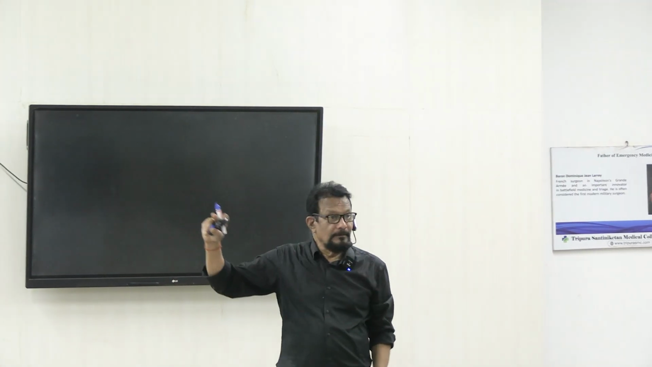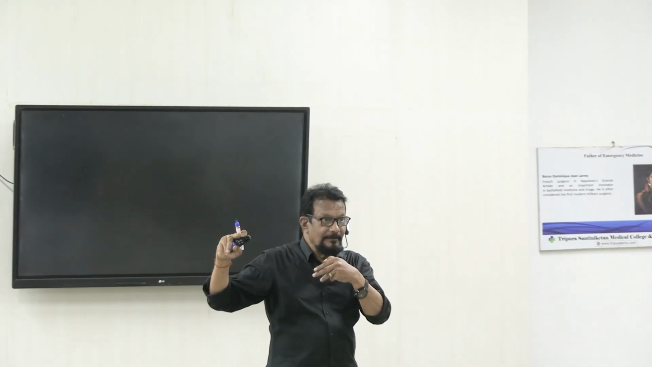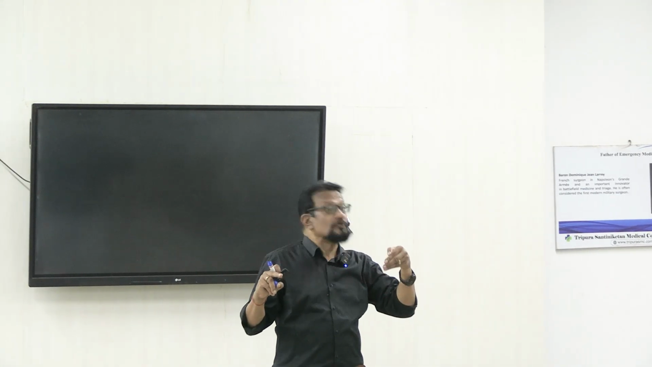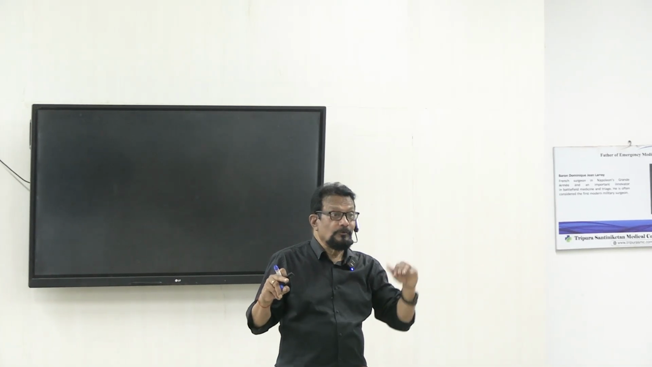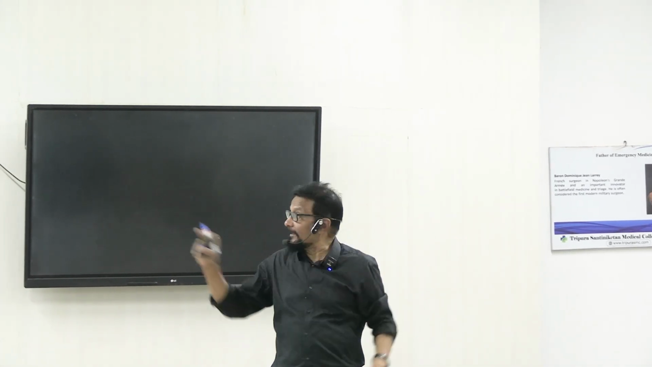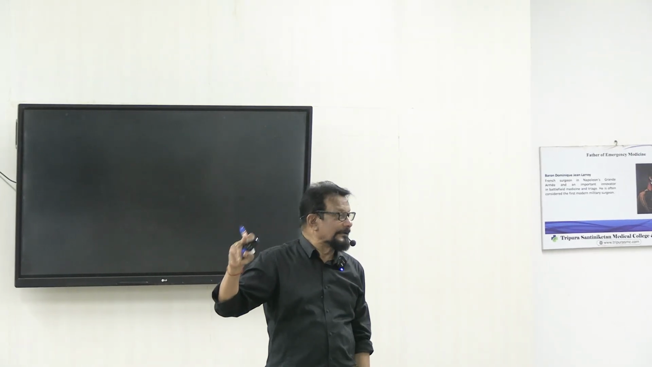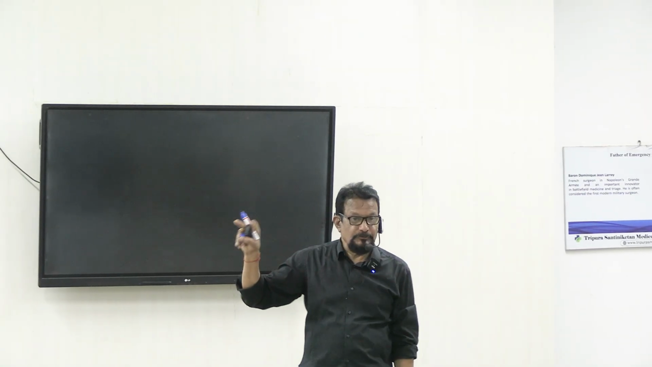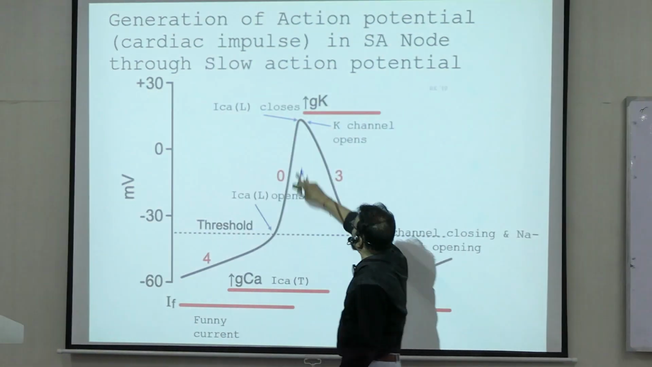After threshold, calcium ion entry. In the previous case, where there are 5 phases, phase zero is done by the entry of sodium ion through voltage gated channels. Here, the L type calcium channel opens and calcium enters. So this is done only by the entry of calcium ion. Now this channel will be closing here.